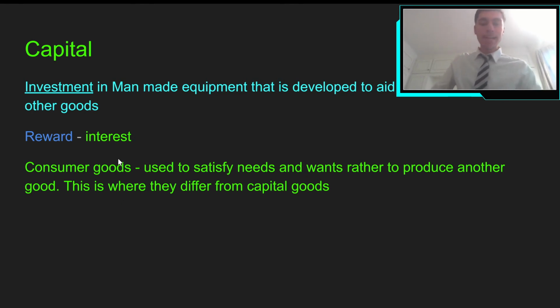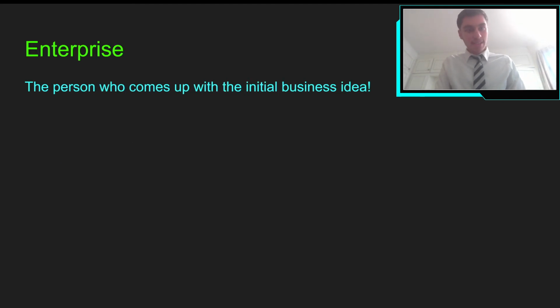Now, a building, as I just explained, can be used for various other purposes. You can give it to someone to live in, or you can use it for research purposes, right? So it's aiding the production of other goods and services, and the reward you get is interest. So this is the difference that you need to understand between consumer goods and capital. Now, I think the last thing you need to know is enterprise, the last factor of production.